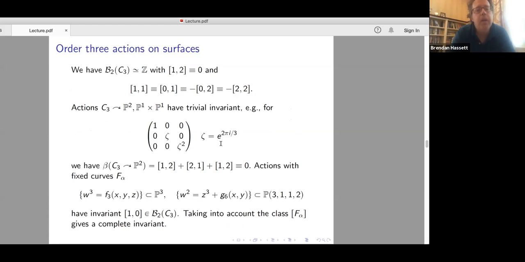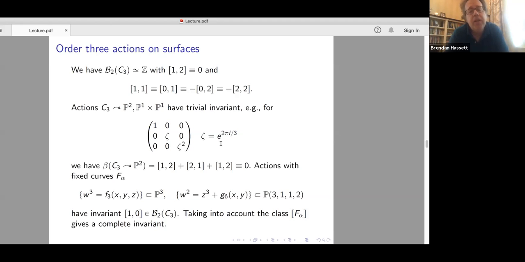So let me say something about actions of order 3. So now you do actually have invariants. And so the B2 of C3 is Z. And so I wrote down some of the relations. And as you might hope or expect, the actions of the cyclic group of order 3 on P2 or P1 cross P1, they have trivial invariants. And so that's a good sign, because these are birationally trivial. The things equivalent to linear actions are trivial objects.